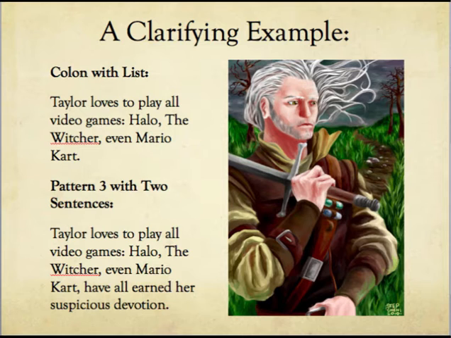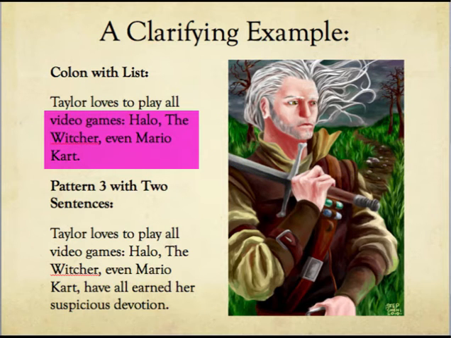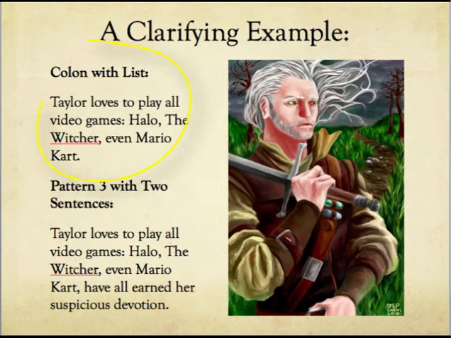Maybe a clarifying example would help here. Our first sentence has a colon with a list after it. Taylor loves to play all video games: Halo, The Witcher, even Mario Kart. You see pictured here Geralt of Rivia, the star of The Witcher. We have a nice little list after our first sentence. We use a colon. It is not sentence pattern number 3. The second part is sentence pattern number 3, with 2 sentences on either side of the colon. Taylor loves to play all video games: Halo, The Witcher, even Mario Kart have all earned her suspicious devotion.